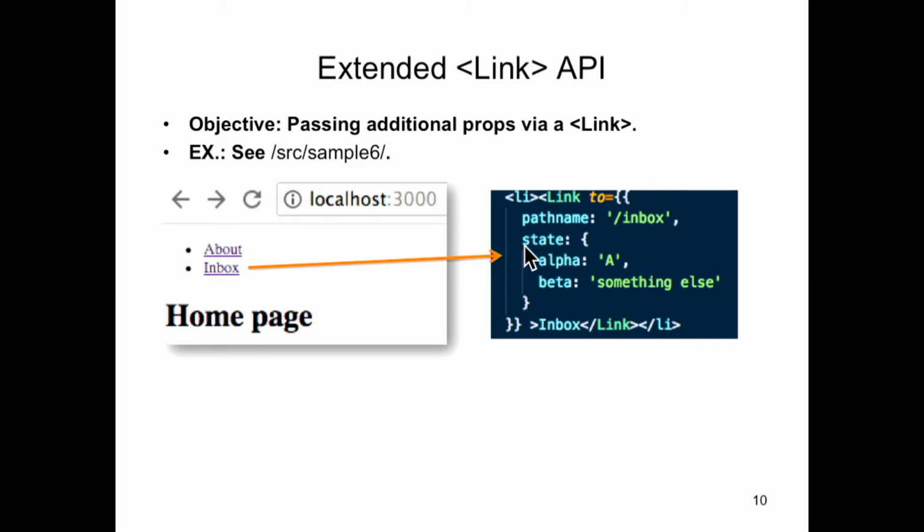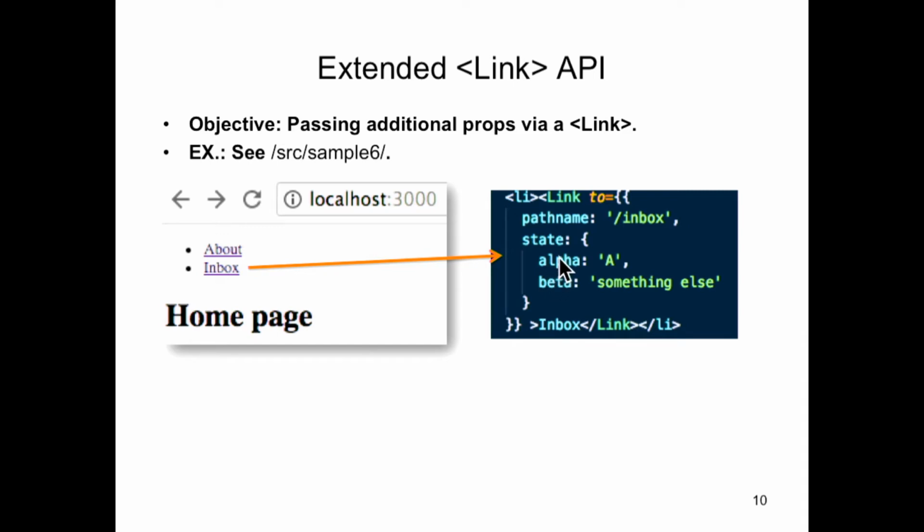Here's the second part. Here's where you actually specify the additional data. You have to name the second property of this object here as state, and you can set state to whatever you want it to be. So in my case, I'm setting state to an object where there are two properties in that object, alpha and beta, set to a and something. So this is the extra data that I want to pass into the component that's going to be rendered when the user clicks on this link.